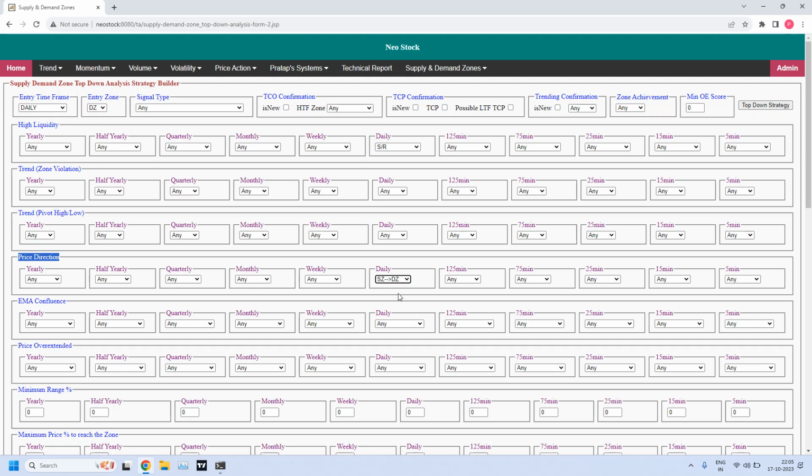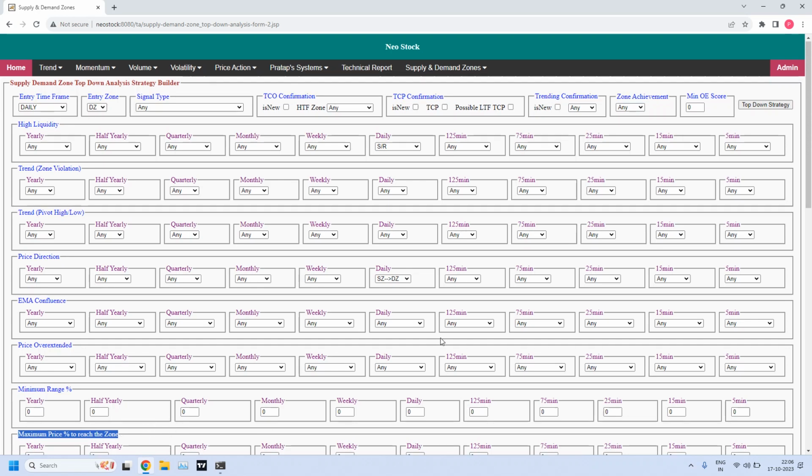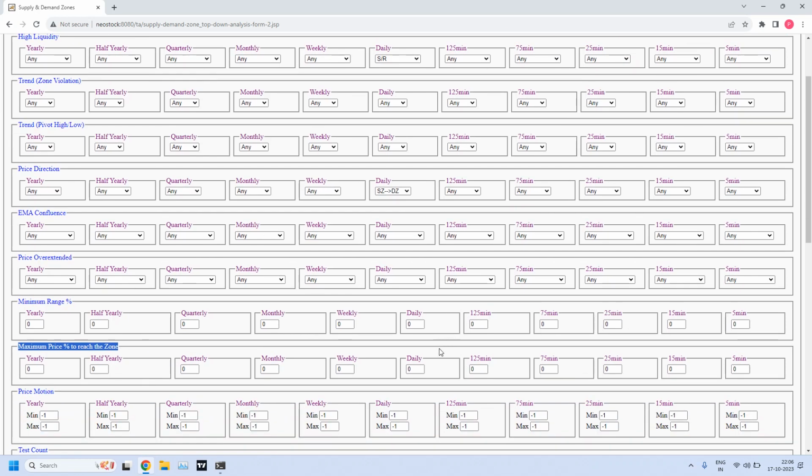That means I want my stock to have both supply zone and demand zone, but the direction is towards the demand zone. Okay, let me show you one more parameter, that is minimum price percent to reach the zone. So that means my stock should be within 1% level before my demand zone to be listed. From my demand zone, within 1% level, all the stocks. So let me select the value as 1. 1 indicates 1%.